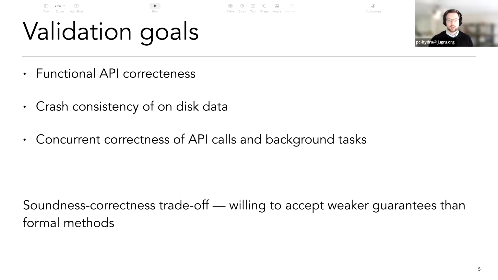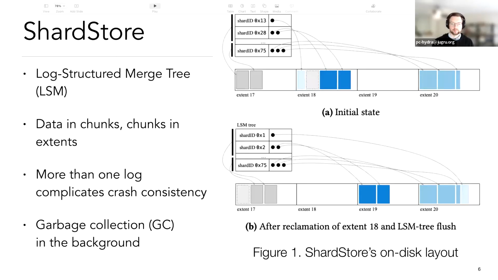Also, the goal is to have a soundness and correctness trade-off overall. They're not targeting full formal verification of the system and proving that it's absolutely correct. They're willing to accept weaker guarantees at the expense of using more scalable methods, so larger histories, larger scale systems, bigger APIs and things like that. So the idea is not to have a fully verified storage. The idea is to have some kind of trade-off between verifying correctness and having a scalable way to verify it.